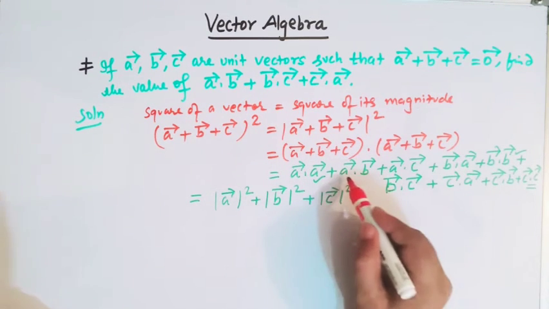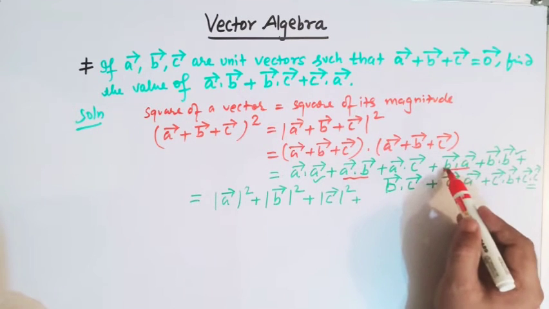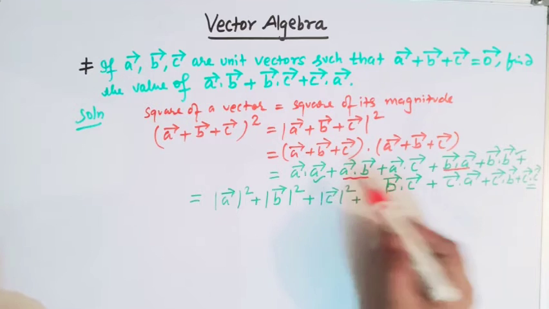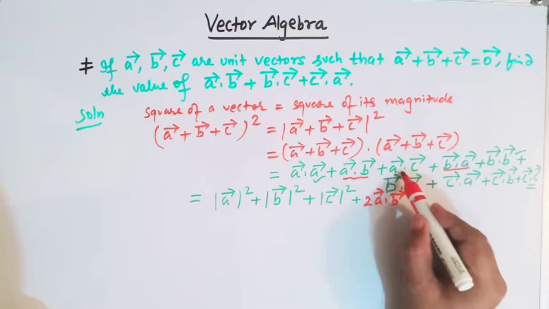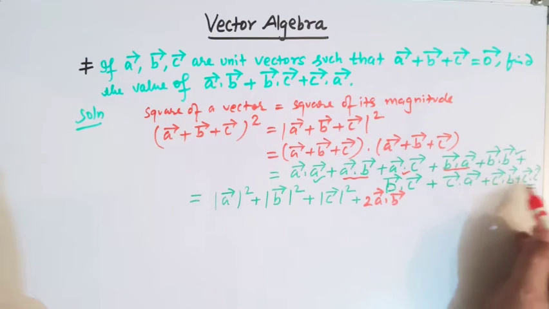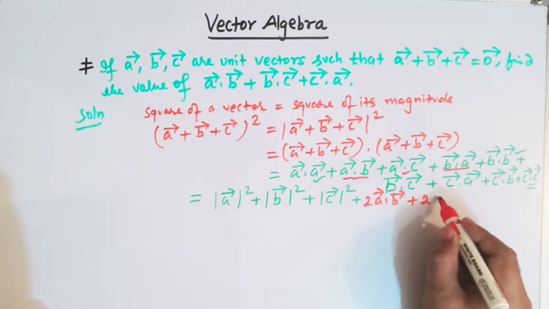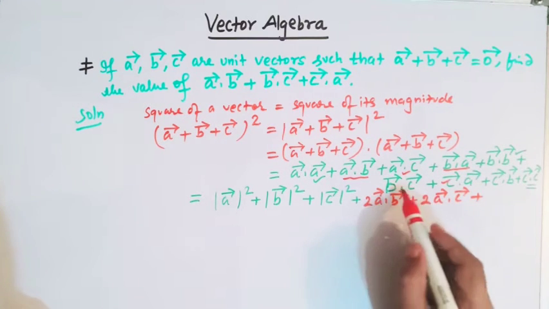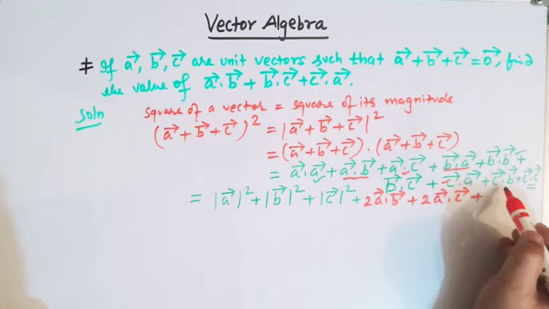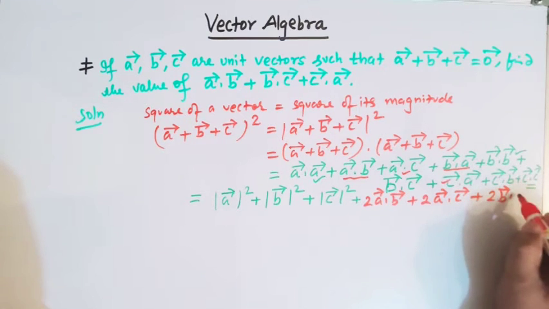See, here we have A dot B, here we have B dot A. So A dot B is equal to B dot A, because the dot product is commutative, so we have 2 times A dot B, right? Similarly here A dot C, here we have C dot A, so this can be written as 2 times A dot C, right? And here we have B dot C, here also we have B dot C, so this can be written as 2 times B dot C, right?